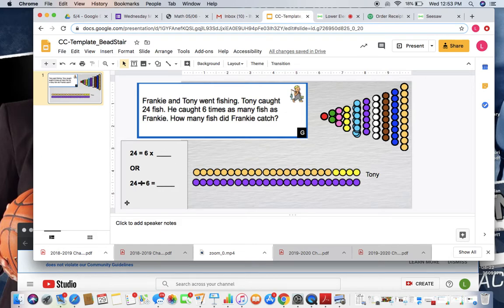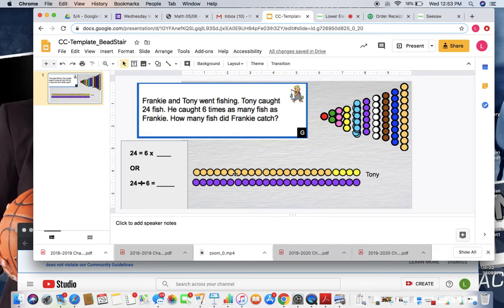Another way we could look at it is if we're taking this big number of 24, and we know that Tony caught 6 times as many, which tells us that we're going to use multiplication. But because we know our numerals can come in families and our equations can be in fact families, we can also use division here and say that we can take the total large number of fish that Tony caught, and if we know that he had 6 times as many, then if we divide it by 6, we'll also know how many fish Frankie caught.